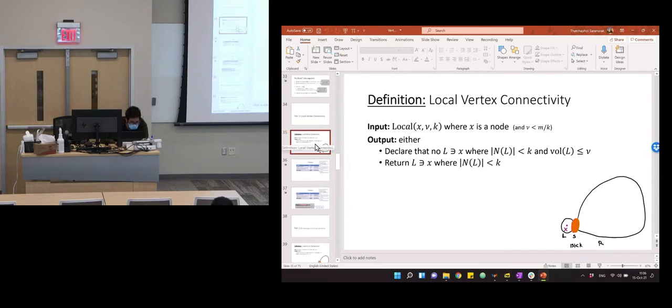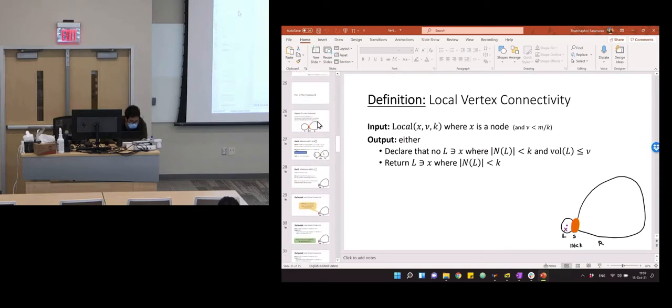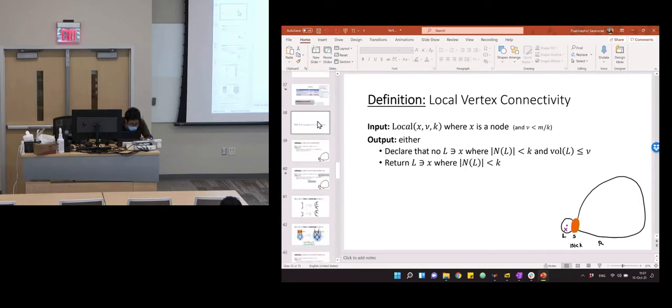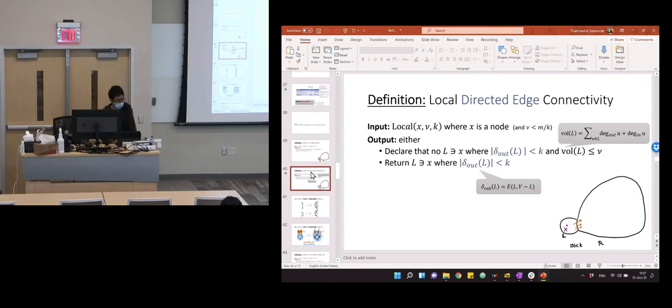So what we have seen in class is this problem: how to solve it where you ask if there is a cut such that the number of directed edges going out from the cut is small, and also you want the volume of this set L to be small too. You want to detect such a cut. So that's the problem. Now we can ask a similar problem, but for the vertex setting.